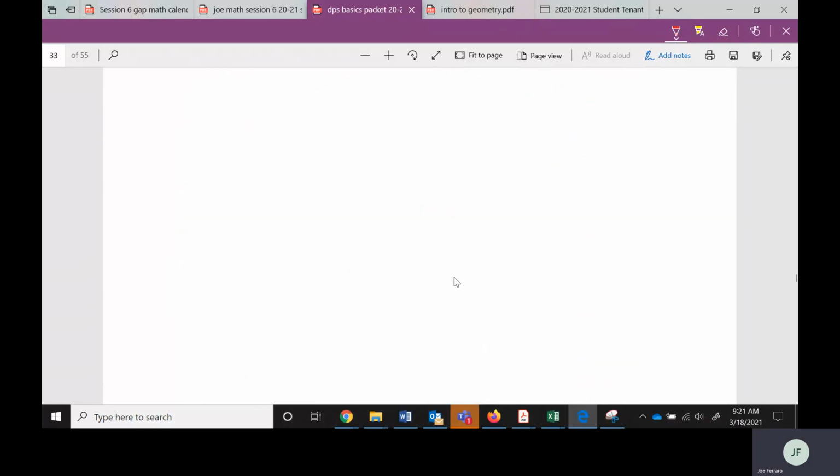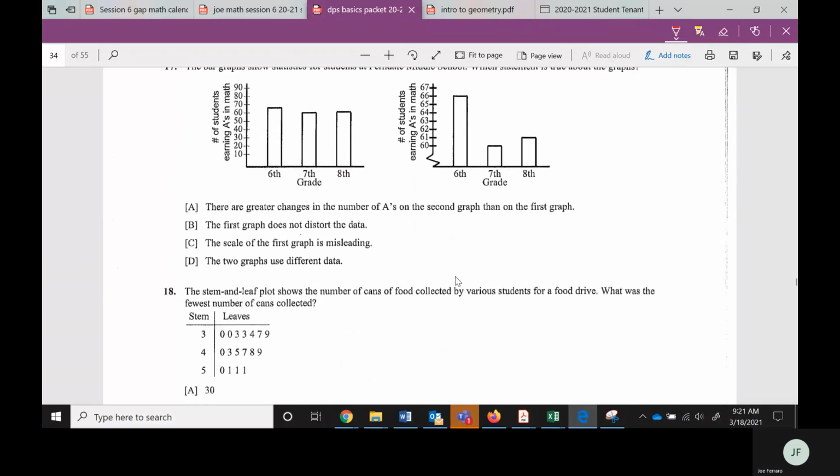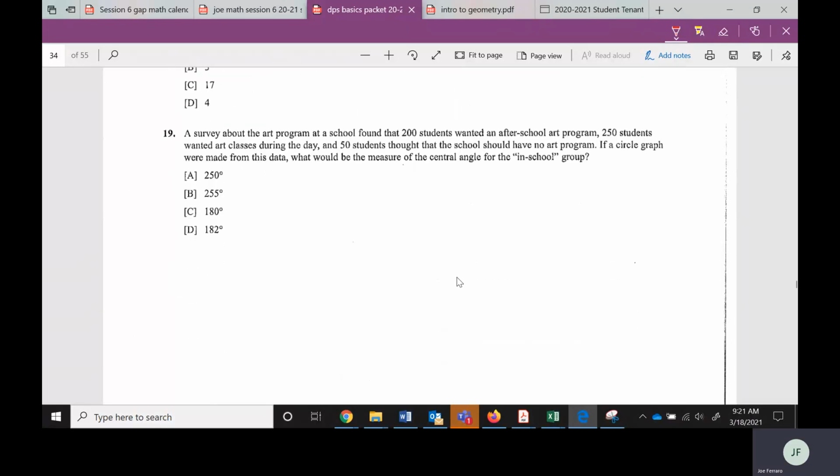All right. So flip and find problem number 19. Okay, I missed it because there's no actual circles given here, but it involves a circle graph. It says, a survey about the art program at school found 200 students wanted an after-school art program, 250 wanted art classes during the day, and 50 students thought the school should have no art program. If a circle graph were made of this data, what would the measure of the central angle be for the in-school group?